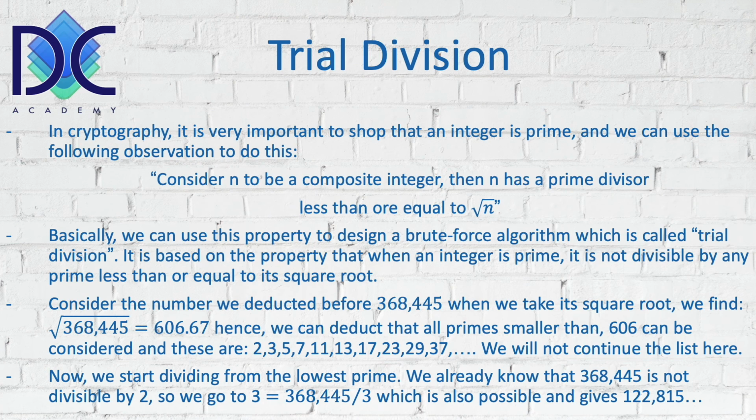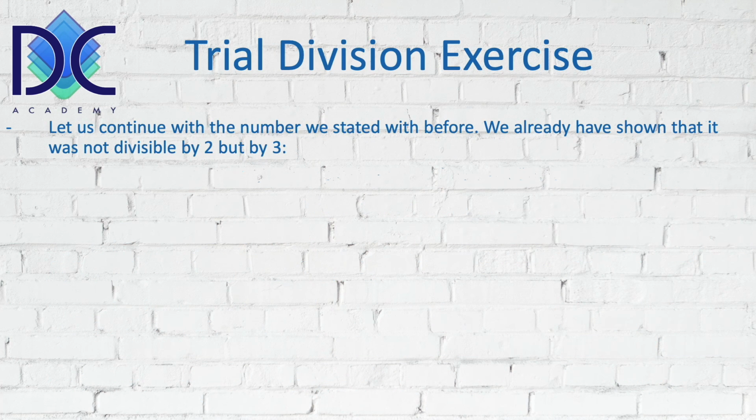Now we can start dividing the number by the lowest prime. Now we can already see when we look at the number, it's not an even number, so we cannot divide it by 2. So we go to the next prime number, which is 3. So we try to divide it by 3, and it gives us an integer, which is 122,815. So basically what we're going to do now is to try again with the prime number 3, see if it's divisible. If it's not, we go to the following prime number, which is 5. Let's have a look at it here when we look at the exercise.